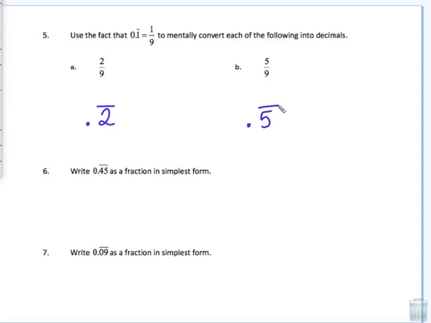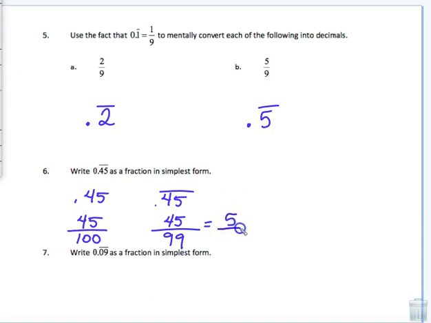Okay, on number 6, it says write 45 hundredths repeating as a fraction in its simplest form. Now, same thing. If we just had 45 and it wasn't repeating, that would be 45 hundredths because that's to the hundredths place. Because we have 45 repeating, that's going to be 45 out of 99, just like the 10th was out of 9. And on this one, 45 over 99, that can actually be reduced. And so when we divide both of those by 9, we can reduce this to 5/11ths.